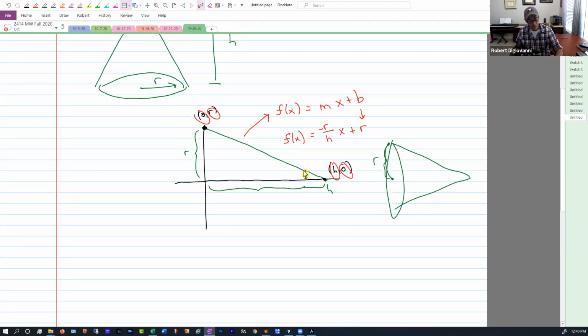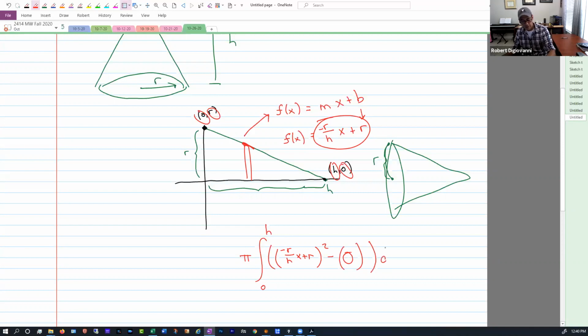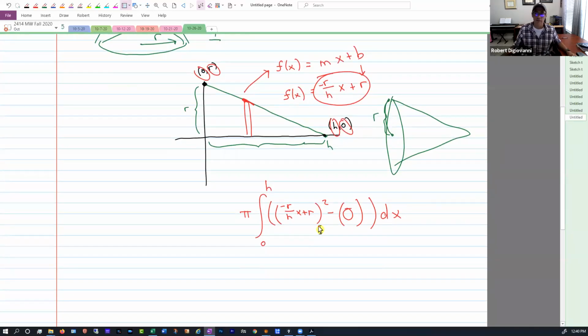And now to wrap it, what I would do is pi times the integral from 0 to h. It's going to be the outer radius, which would be the curve here, which would be that squared, minus the inner radius, which again is 0, dx. That integral will give you the 1/3 pi r squared h formula if you run through it.